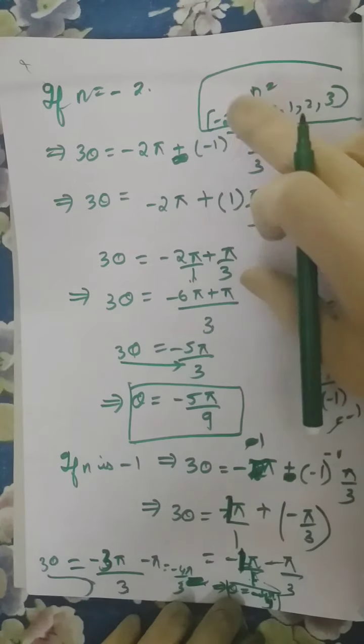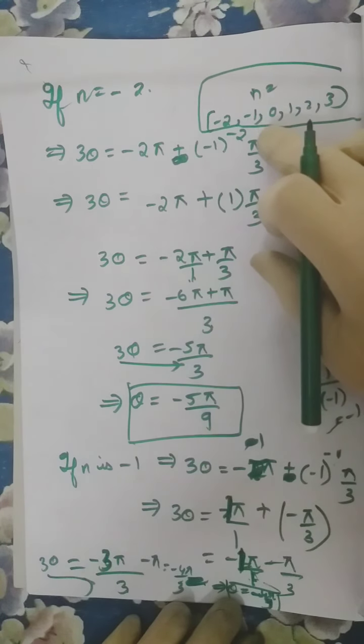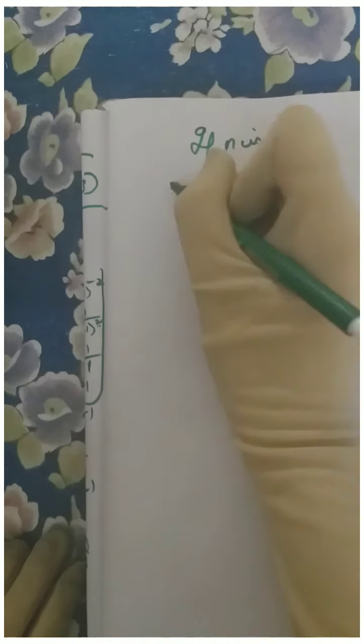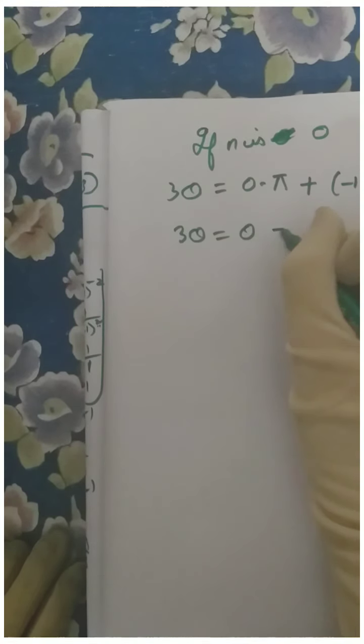Now n equal to minus 2 I took, n equal to minus 1 I took. Now substitute n equal to 0 in the general solution for sine theta. So if n is 0, I get 3 theta is equal to n into pi plus minus 1 power n into pi by 3. So here n is 0, 3 theta is equal to 0 into pi plus minus 1 power 0 into pi by 3, and minus 1 power 0 is 1.